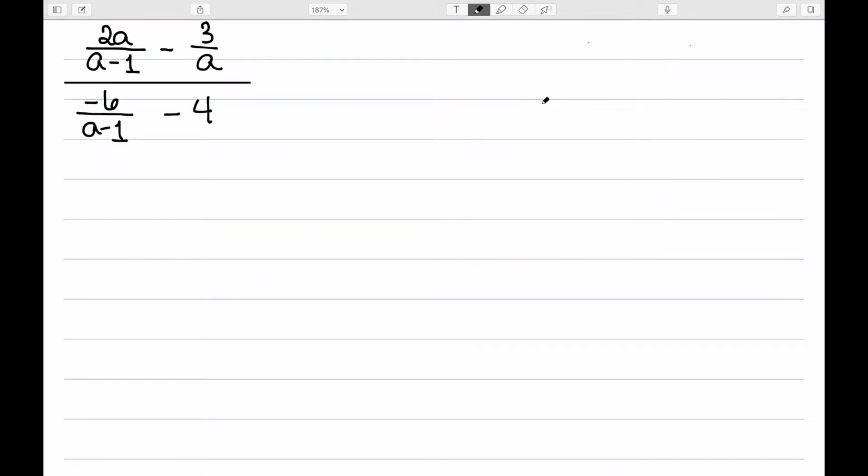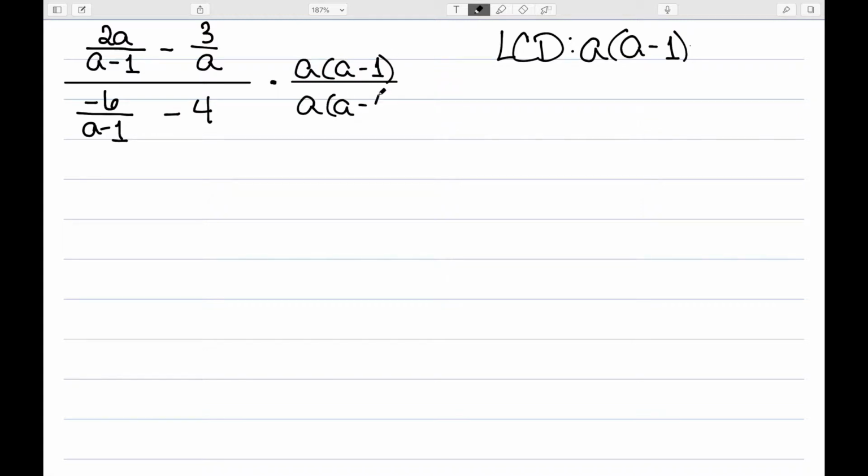My first example, 2a over a minus 1 minus 3a, all over negative 6 over a minus 1 minus 4. We start by finding the LCD. If I look at the top, I have an a minus 1 on the bottom and an a. The denominator has an a minus 1, which I've already written down. So now I'm going to multiply this rational expression by a minus 1 over a minus 1. When I do this, what it does is multiplies each of these rational expressions by this term.